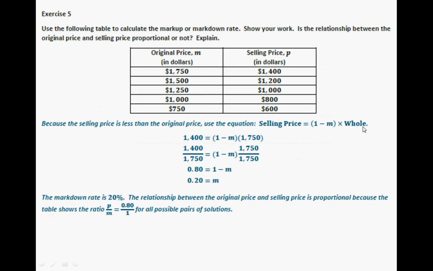All right, exercise 5. Go ahead and compare your answers. M should be 0.20 or 20%. So the markdown rate is 20%, and you can use that to check with all of the other answers.